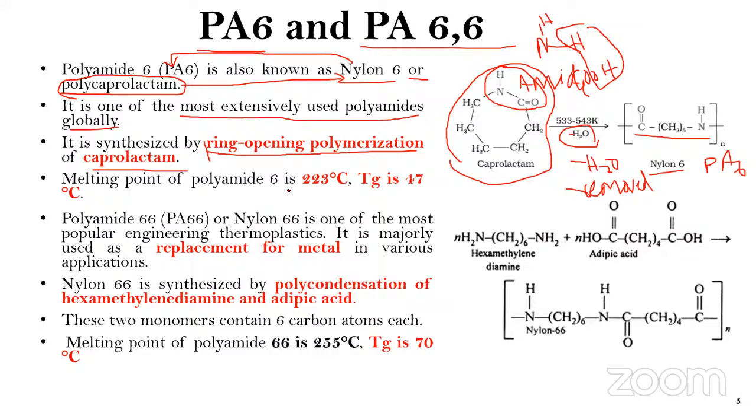Here the melting point of this polyamide is how much? 223 degrees Celsius. And the Tg value is 47 degrees Celsius. This means below 47 degrees Celsius, polyamide 6 is quite brittle in nature. Above 47 degrees Celsius, it will be flexible in nature.